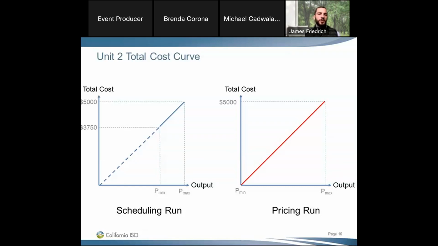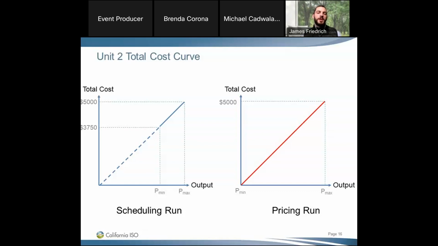Another way to think about it is through a total cost curve of the unit. This is just adding up the total cost of operating the unit. The slope of these curves represents the marginal cost. So you can see on the left-hand side that you have an upward sloping cost curve that begins to take value at Pmin and then extends upward to its Pmax. And on the right-hand side in the pricing run, it's essentially taking the same total cost curve, but extending those costs all the way to 0. You notice that the slope of the lines is exactly the same, which means that its marginal cost is the same. It's just giving cost to unit 2 all the way down to 0.